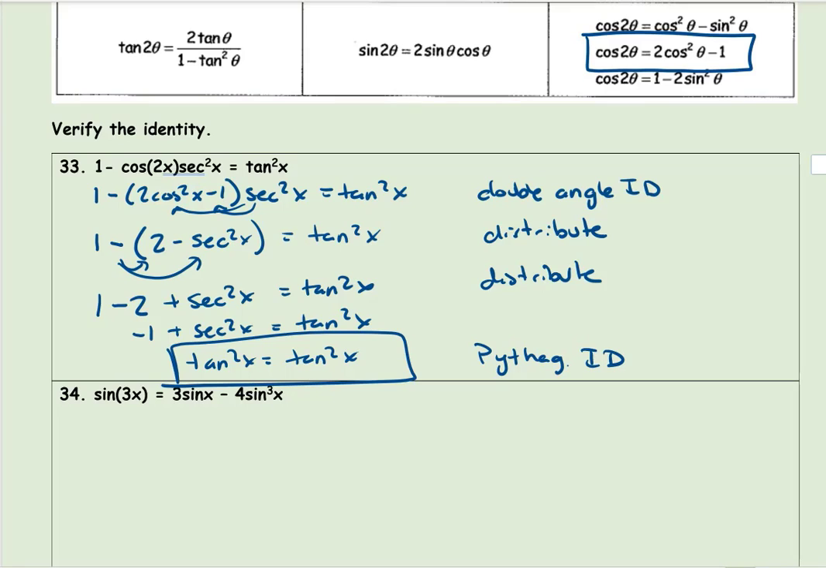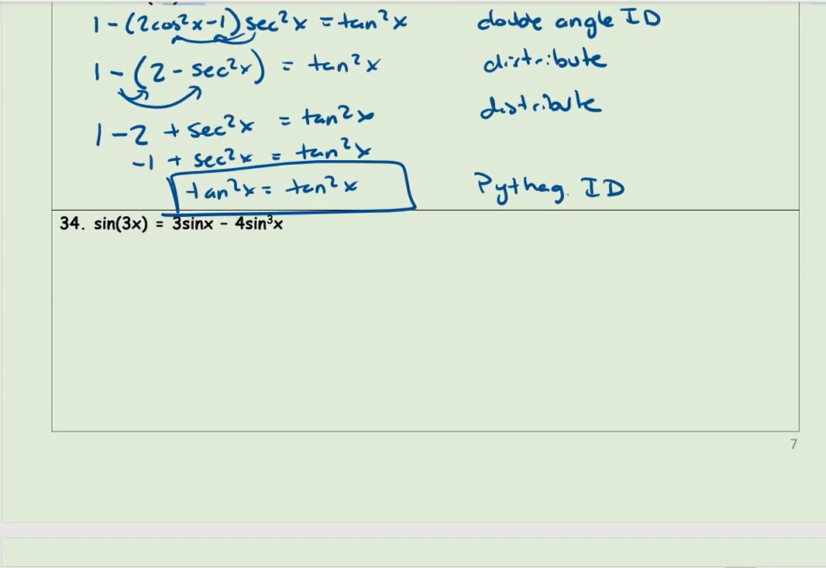Okay, so the next one we're going to do, we're going to use a couple different identities, not just the ones we just learned, but the ones from yesterday and a couple other things. It's a doozy, so buckle up. So we have sine of 3x is equal to 3 sine of x minus 4 sine cubed x. So where are we going to start on this one?